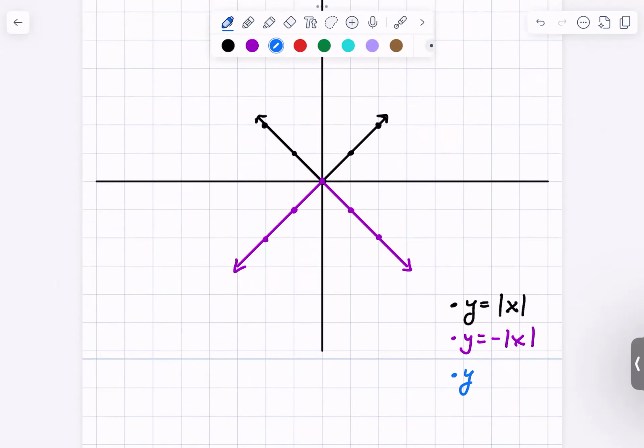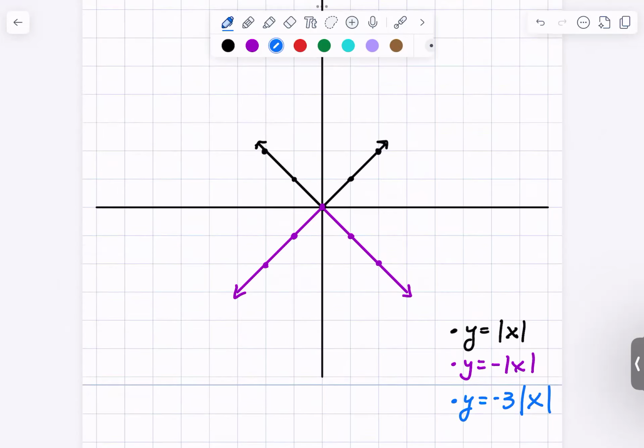And then the vertical stretch by a factor of 3, the big one, the blue one, is gonna be y equals -3 absolute value of x, right? So that means my y values are being multiplied by 3. Okay? So that point at -1, -1 times 3 is going to be at -3. So this point becomes here at -3. This point becomes here at -3. My vertex stays the same.